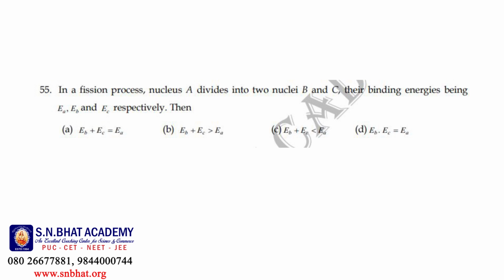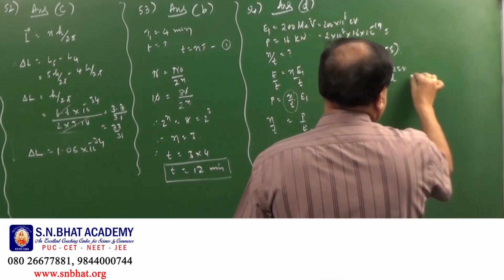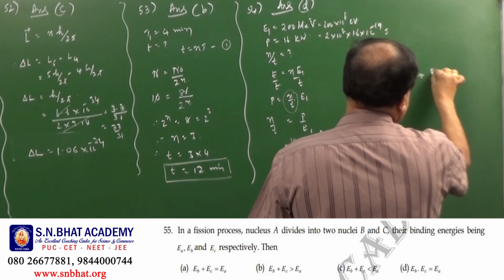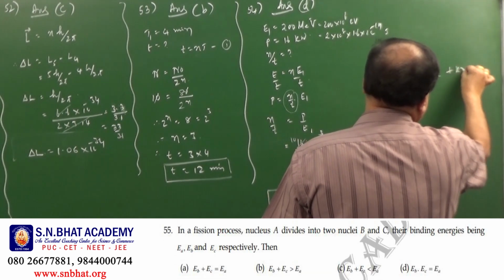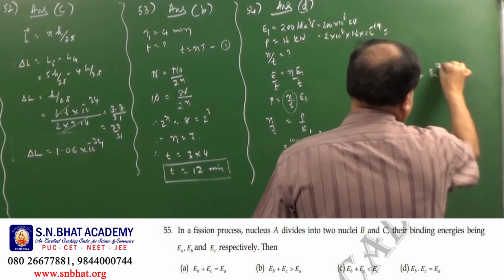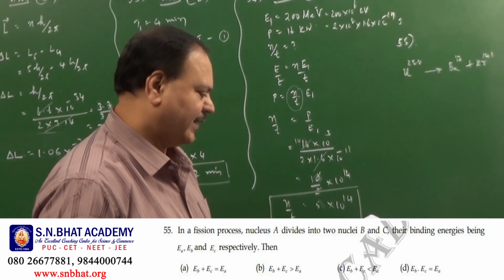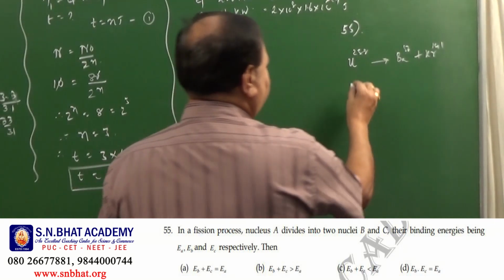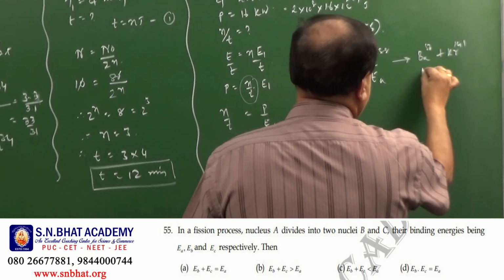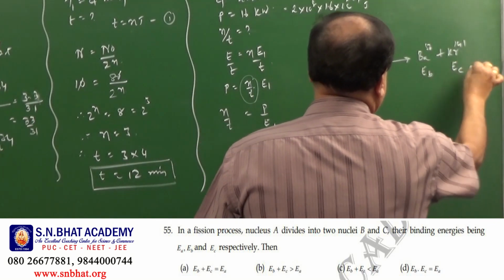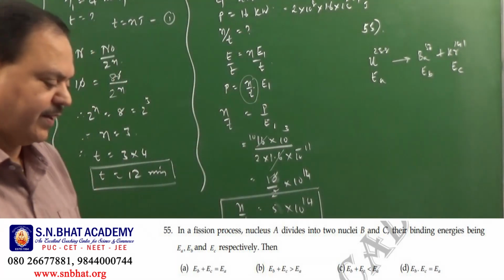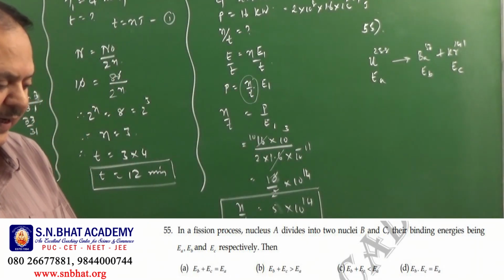You remember this one? This is the uranium 238. So what happens you know, it is released as barium and krypton. Barium 56 and it is 141. So when it is released, what he is asking is, if this energy is equal to EA, it is EB and it is EC, and then which of the following conditions is right, he says.